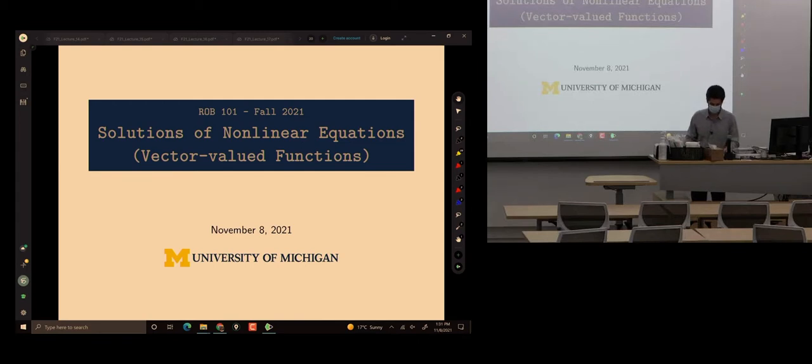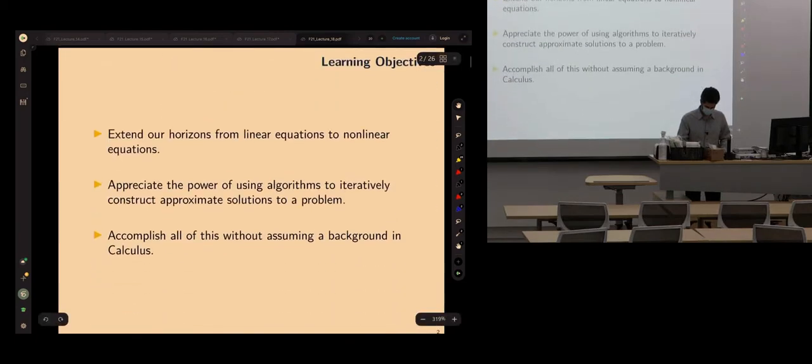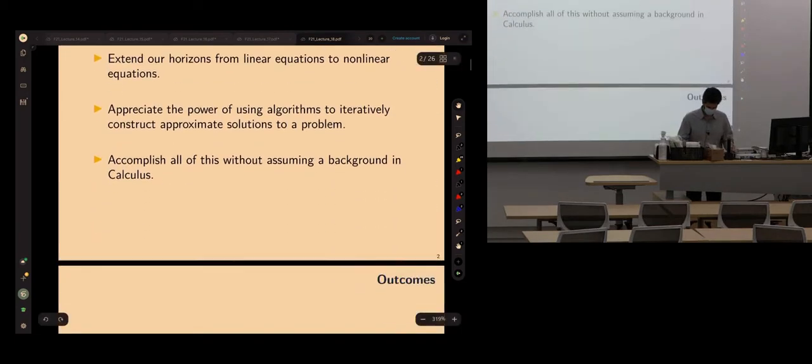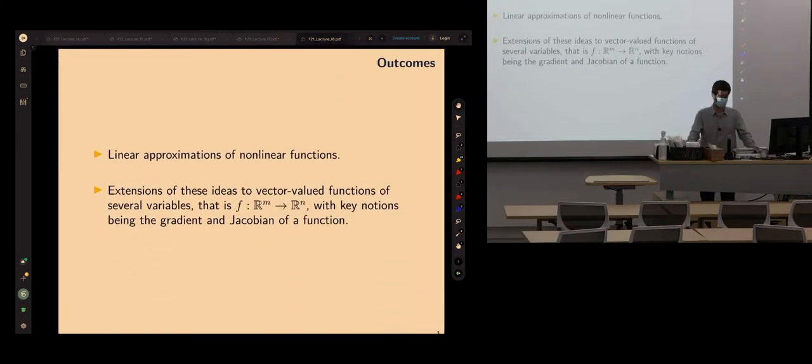So today, we're going to learn how to calculate a generalization of a slope, something we will call a Jacobian matrix, as a rate of change along different directions, and we'll see how this works. Our objectives are not changed. We will look into a generalized version of linear approximations of nonlinear functions.